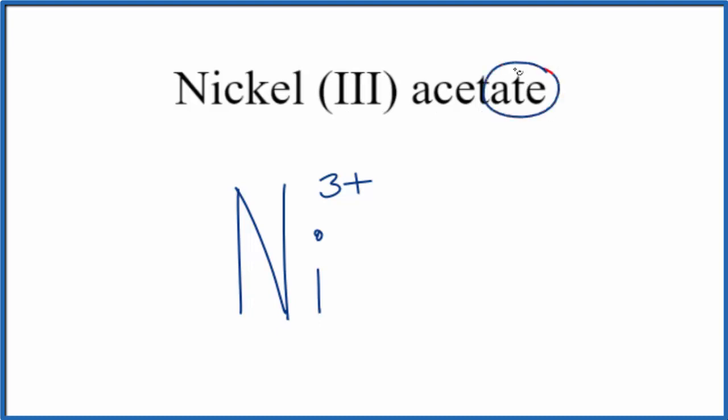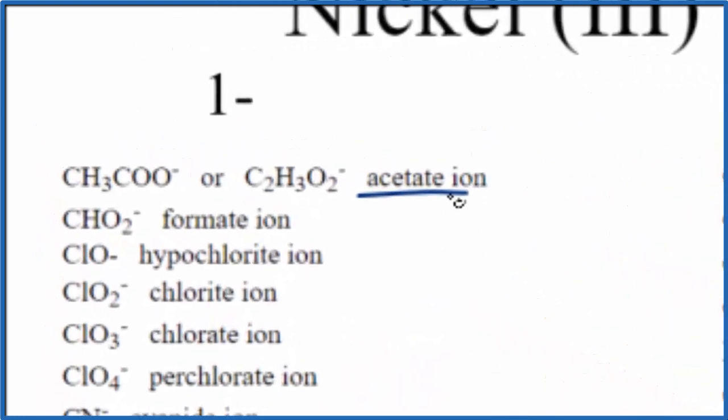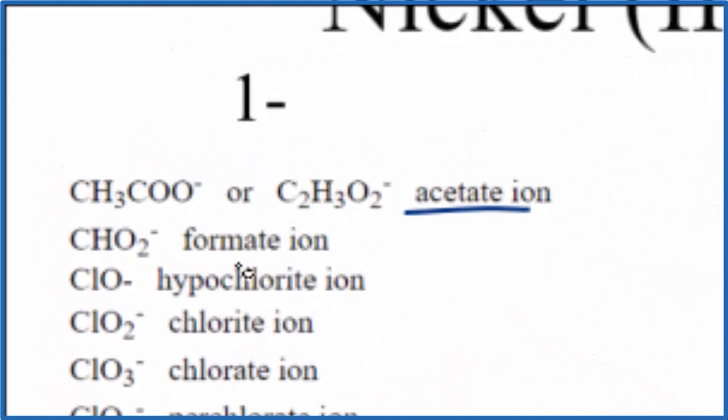Acetate, when you see ATE, that's not going to be on the periodic table. That's a polyatomic ion. So either you memorize the acetate ion or you look it up. Let's look it up. So the acetate ion, that's right up here, right up top. There's two ways to write it. You can write it CH3COO- or C2H3O2-. They're the same thing, just organized a little differently. I like this way, so let's do that.